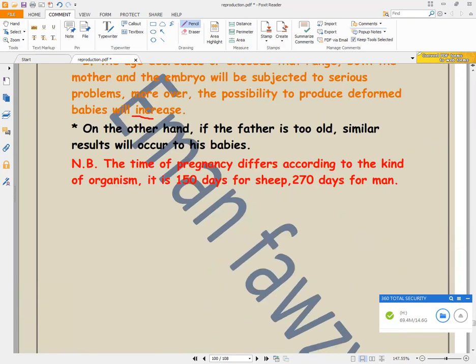And also you have to know that the time of pregnancy differs according to the kind of organism. If you look here, you will find that in the sheep it is 150 days, and for man it is 270 days.